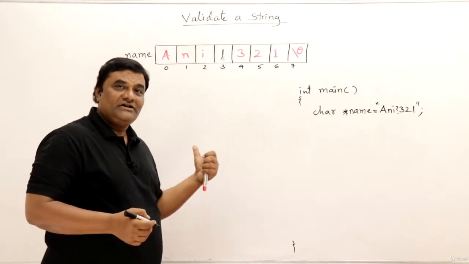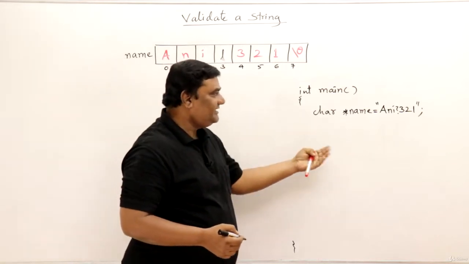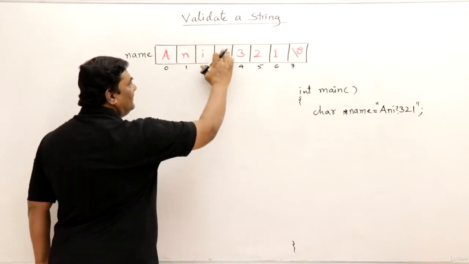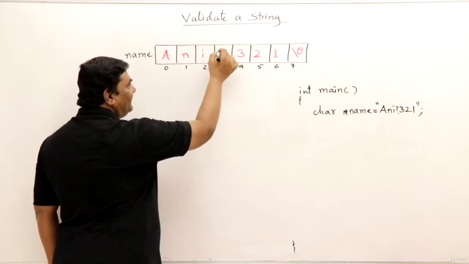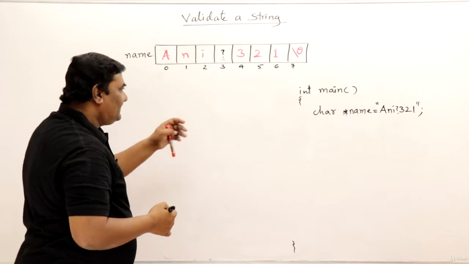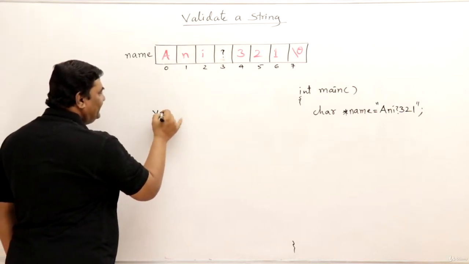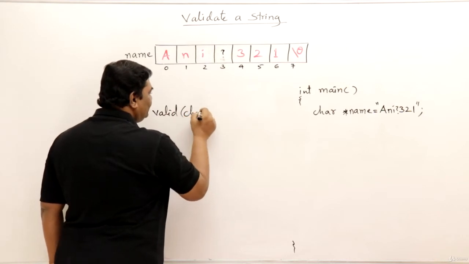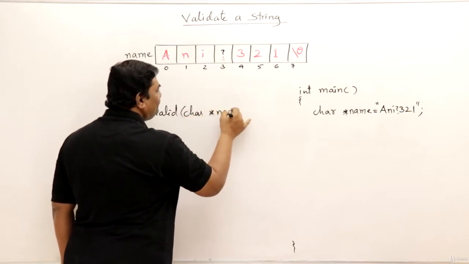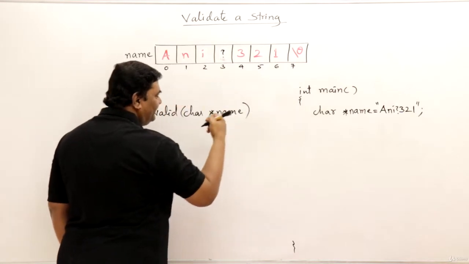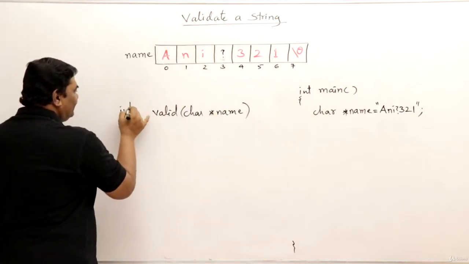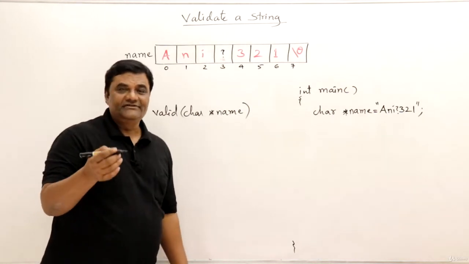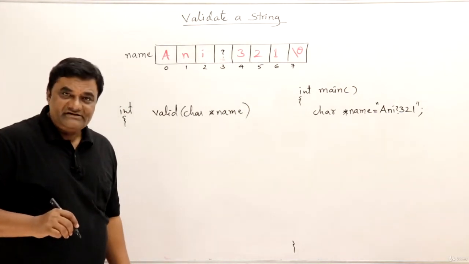So let us write a function for that one. Instead of writing inside the main function, I will write it as a function. So let us check it. I'll change it to a question mark. It is invalid, right? So I'll write a function. Function name is valid, right? And it will take a string as a parameter, so char star name. And it should return whether it is true or false, means valid or not. So if it is valid, it will return 1. Otherwise, it will return 0.